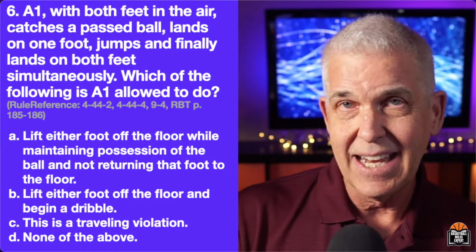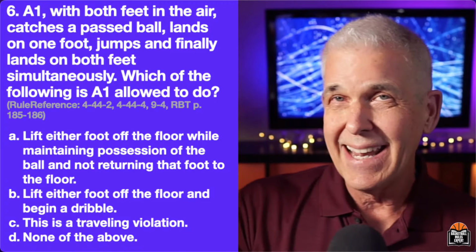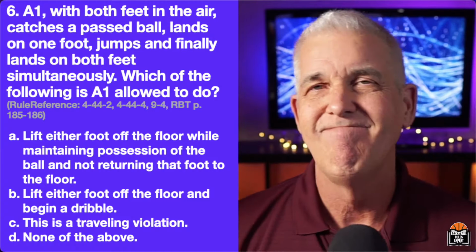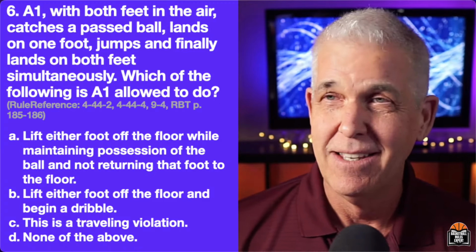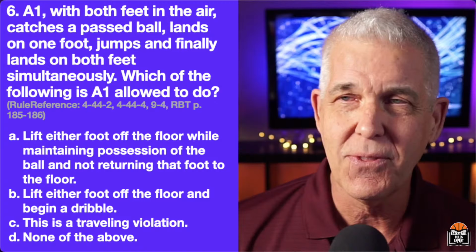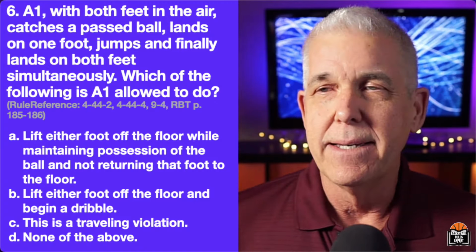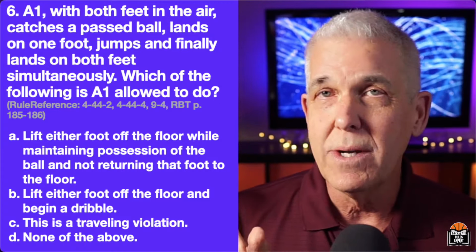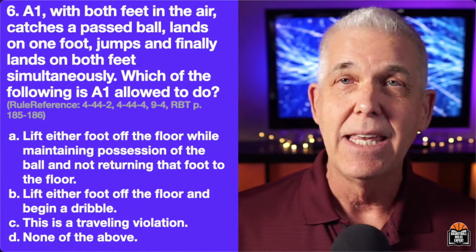Can they lift in that instance a pivot foot off the floor and begin a dribble? In that instance, they're not allowed to lift either foot off the floor. That's my inclination. Maintaining possession of the ball and not returning that foot to the floor. I don't think A or B are legal by rule. Neither foot can be the pivot, and lifting either foot would establish one of the feet as a pivot. So I'm going to go with D.